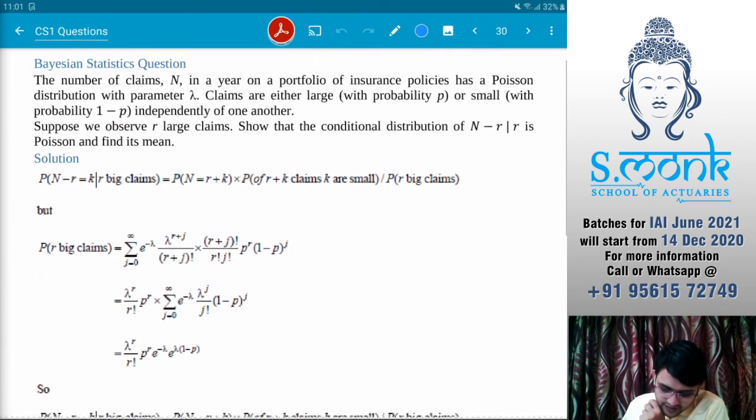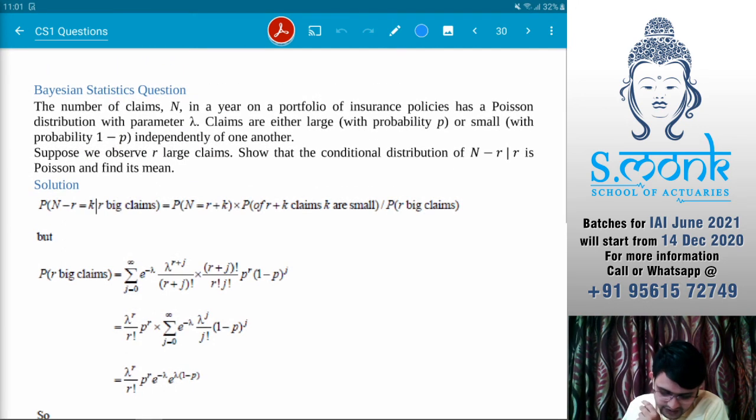Now there is one sum that I always like to say is an important sum of Bayesian statistics, and that is this. The number of claims n in a year on a portfolio of insurance policies has a Poisson distribution with parameter lambda. The claims are either large with probability p or small with probability 1 minus p, independent of one another. Suppose we observe r large claims. Show that the conditional distribution of n minus r given r is Poisson and find its mean.